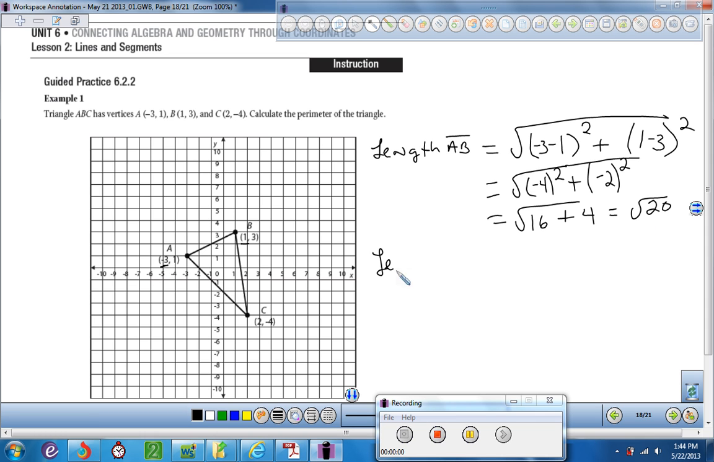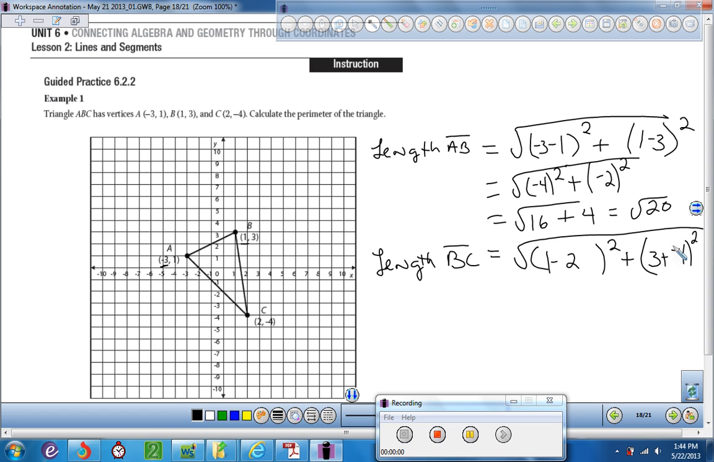Now, let's do the length of BC. Same process. So I'm going to go 1 minus 2, square it, 3 minus negative 4, square it. So we're going to end up with 1 minus 2, so that's going to be 1.